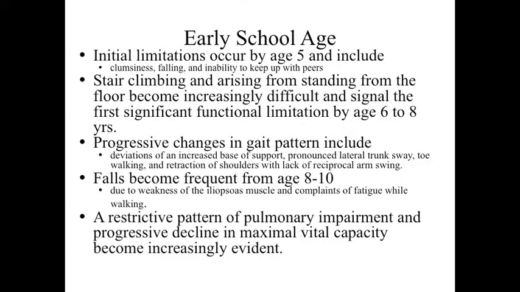There are progressive changes in gait pattern, which include deviations such as an increased base of support, pronounced lateral trunk sway, toe walking, and retraction of shoulders with lack of reciprocal arm swing. Falls become increasingly frequent at ages 8 to 10. This is due to weakness of the iliopsoas muscle and complaints of fatigue while walking. Also, a restrictive pattern of pulmonary impairment and progressive decline in maximal vital capacity become increasingly evident.